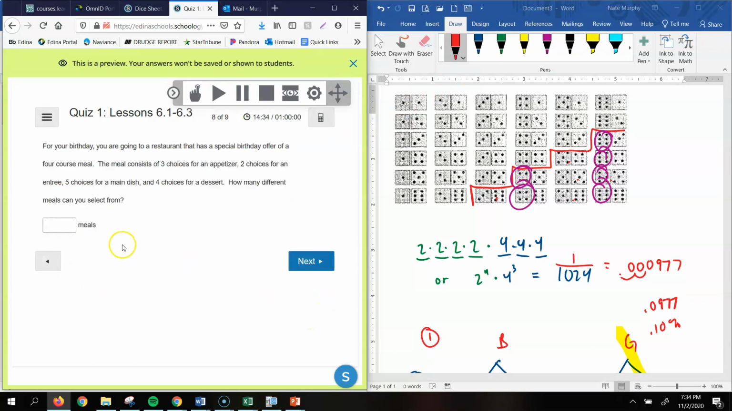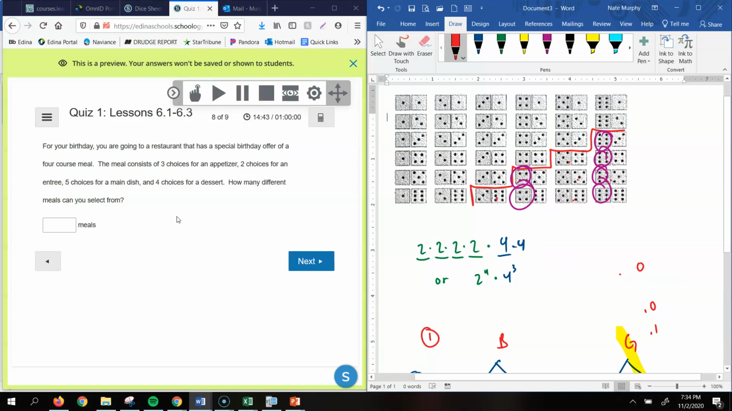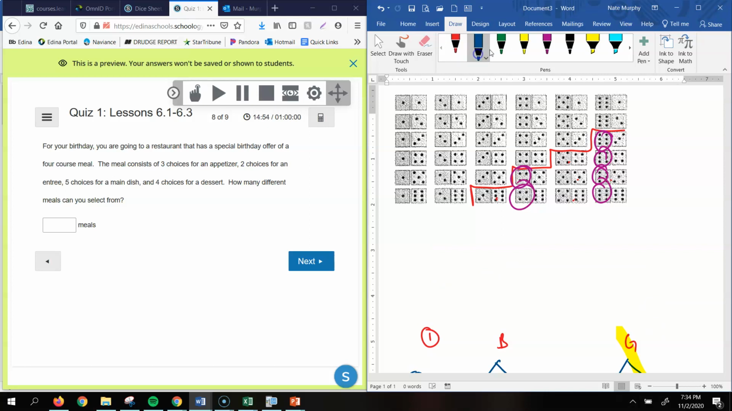All right, number 8. For your birthday, you're going to a restaurant that has a special birthday offer of a 4-course meal. It says the meal consists of 3 choices for an appetizer, 2 choices for an entree, 5 choices for a main dish, and 4 choices for a dessert. All right, so let's see. So we're going to choose one of each of these. So we'll figure out how many different meals you can select from.